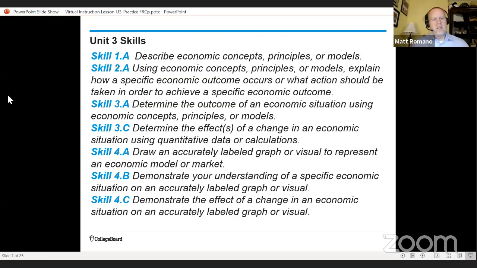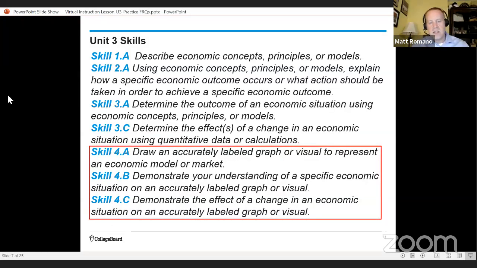A lot of skills in Unit 3, obviously. Yes, you have to describe economic concepts and use them to explain what's going on. You've got to determine the outcome of economic situations. You've got to determine the effect of a change in an economic situation using quantitative data and calculations. All of that's kind of a given. You know that you've got to know your concepts and principles. You've got to be able to explain them, and you've got to be able to use the numbers to explain them as well. Skills 4A, 4B, and 4C obviously are all related to drawing and demonstrating changes on graphs.